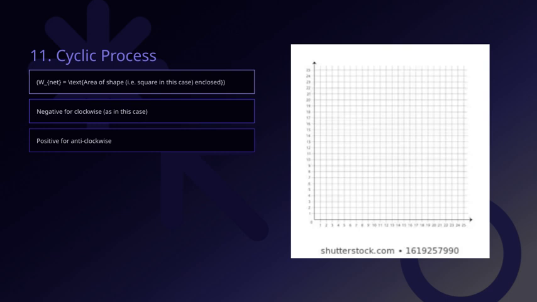Now, focusing on this slide, which illustrates a cyclic process, the key point is that the direction of the cycle, whether clockwise or anticlockwise, determines the sign of the work. A clockwise cycle typically indicates work done by the system, like during an engine cycle, while an anticlockwise cycle usually means work is done on the system. Understanding this sign convention is crucial because it helps us interpret the energy transfer during these processes.